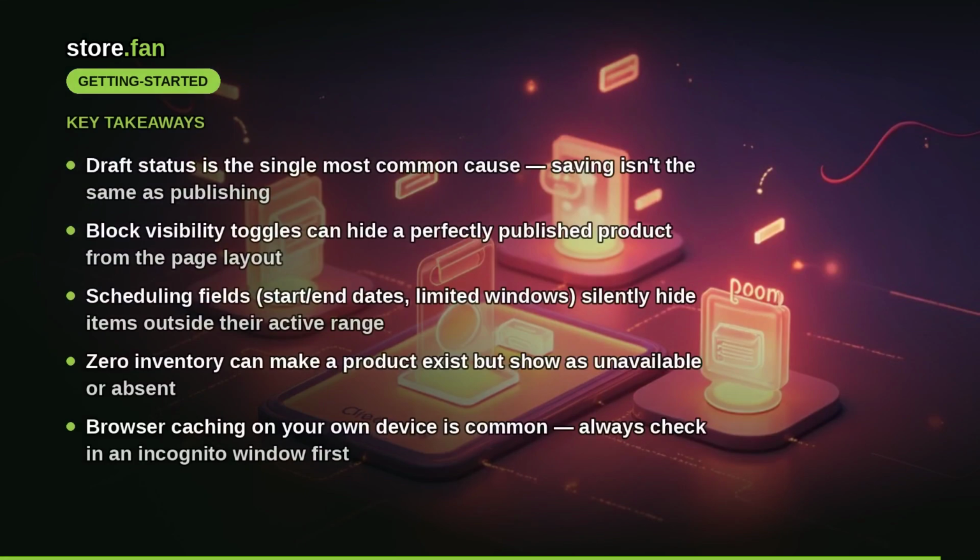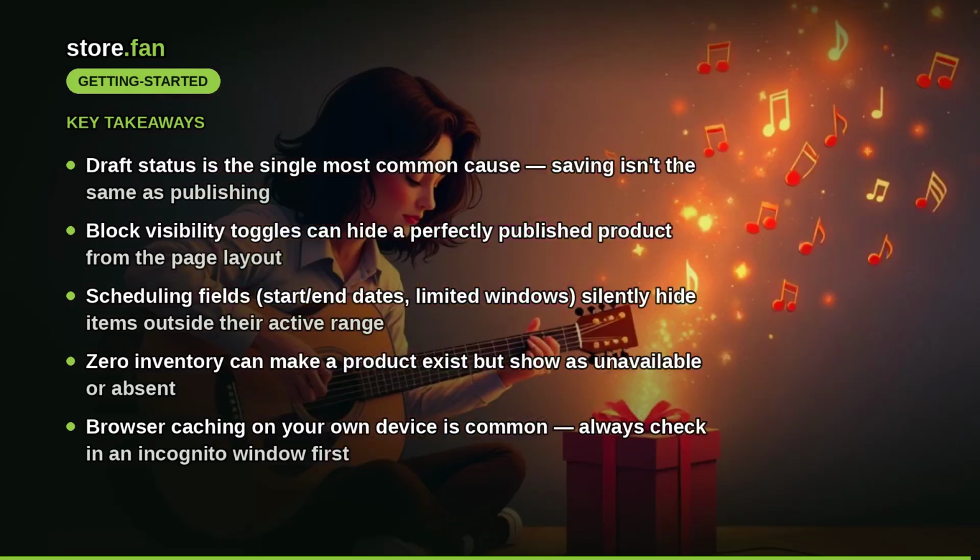Key takeaways. Draft status is the single most common cause. Saving isn't the same as publishing. Block visibility toggles can hide a perfectly published product from the page layout. Scheduling fields, start and end dates, limited windows, silently hide items outside their active range. Zero inventory can make a product exist but show as unavailable or absent. Browser caching on your own device is common. Always check in an incognito window first.